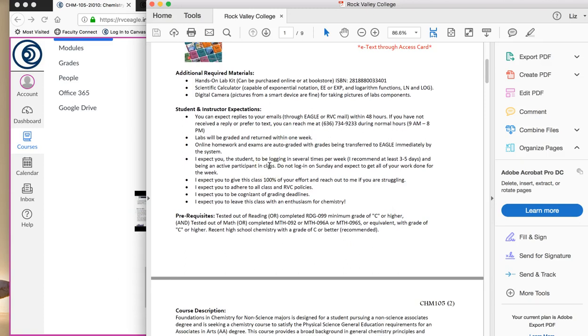Your online homework and exams are auto-graded in that Connect system, and grades are transferred automatically to Eagle. I have noticed that once in a while there's a 24-hour lag time between when you finish it in Connect and when it shows up in Eagle, or some students haven't refreshed their browser and the grade didn't show up. So, you know, give it a little bit of time. You can look at your grade in Connect, and most of the time it comes over right away into Eagle, and you can look at your grades there too.